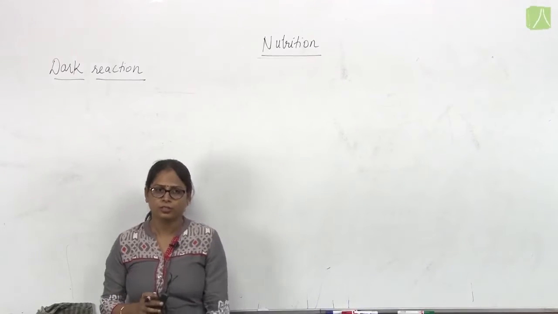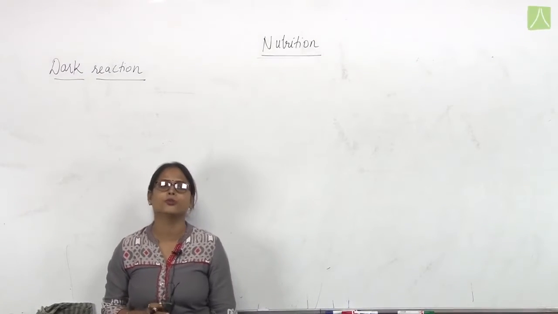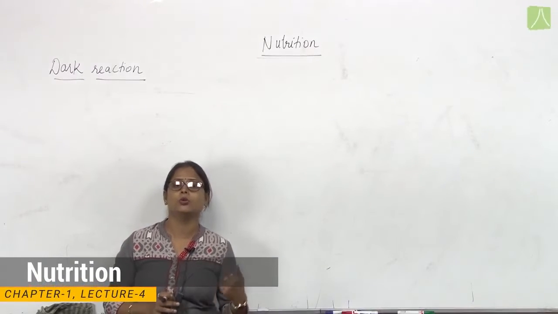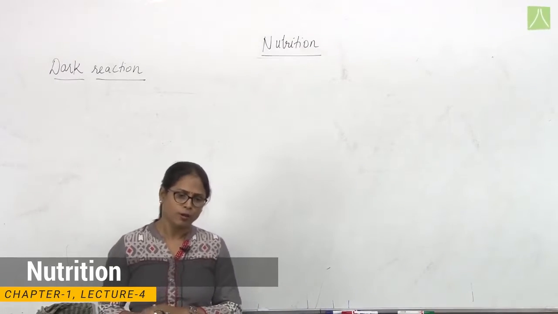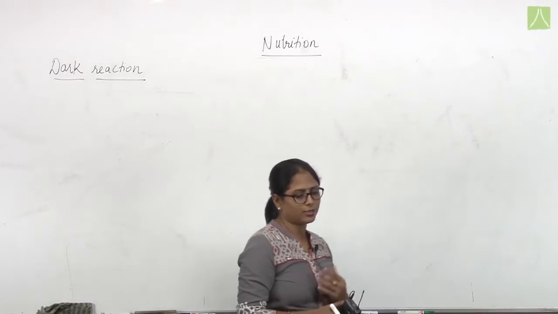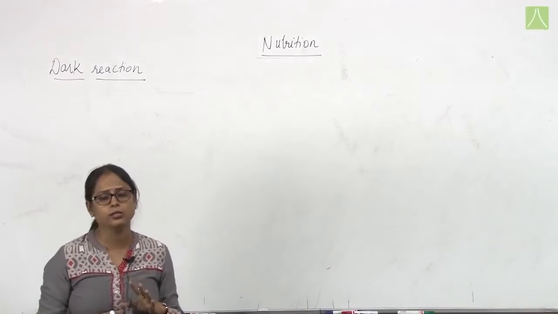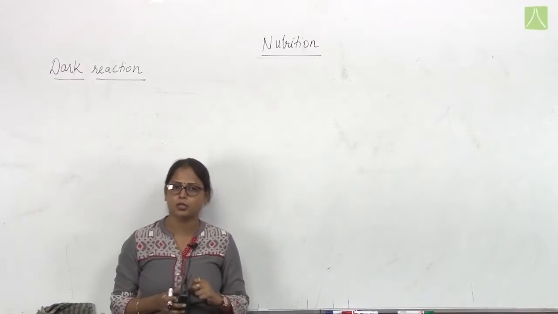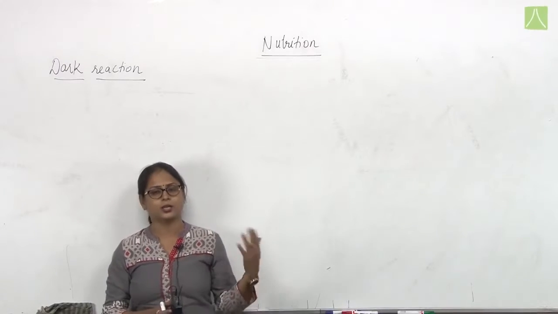In the previous lecture we finished the light reaction step of photosynthesis. Now the next process, in which we will synthesize the carbohydrate, is the dark reaction. Let's discuss a few things about the previous lecture: in the light reaction we prepared the assimilatory power, that is ATP and NADPH2, which we will utilize in the next process, the dark reaction.